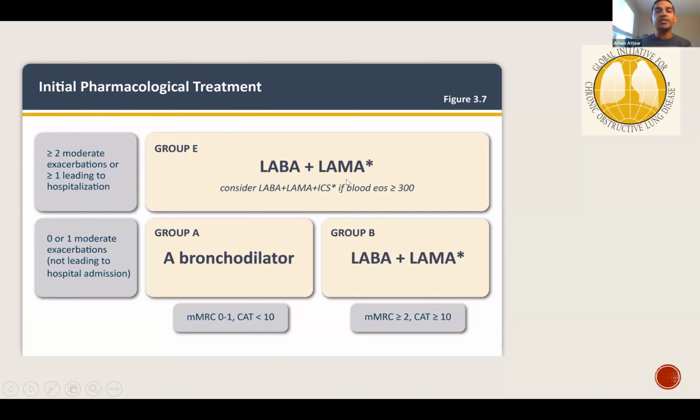In which patients would you consider using inhaled corticosteroids? These would be patients in group E, the ones who are having frequent exacerbations.